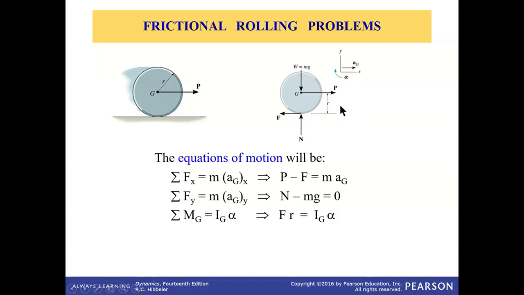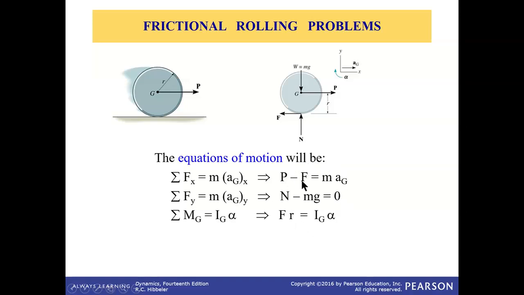Now in this problem, what we know is we just know the applied force P, and we know the mass of the wheel. Now we do not know the normal force, we do not know friction, neither do we know alpha and aG. So the equations of motion for this problem is sum of forces in x direction, again we follow the xy system, is m aGx, sum of forces in y is m aGy, sum of moments about G is Ig alpha. So we have three equations of motion, but can you identify how many unknowns do we have from these three equations?